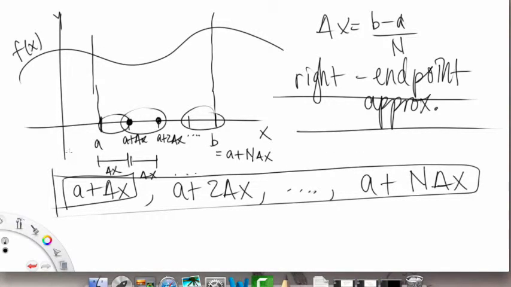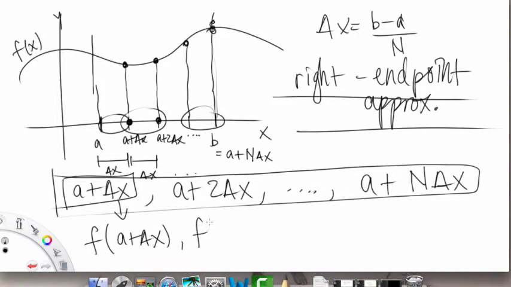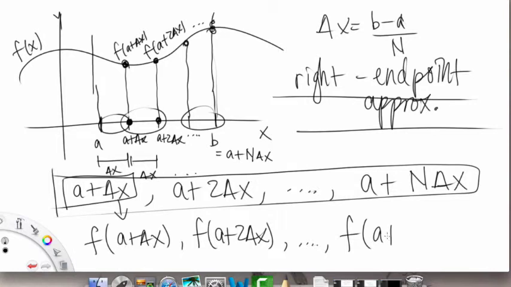And now what we're going to do is draw a straight line up to the graph, which is the equivalent of evaluating our function, f of x, at each of these right endpoints. Okay, so I'll draw that down there on the bottom. I'll show you guys. If we plug this into our f, we get f of a plus delta x. And then for the next one, we get f of a plus 2 delta x. So for example, this would be the point up here. This one is f of a plus delta x. This one is f of a plus 2 delta x, etc., etc. Okay? And then we're going to go all the way up until we get to f of a plus n delta x. That's a delta, not an a.